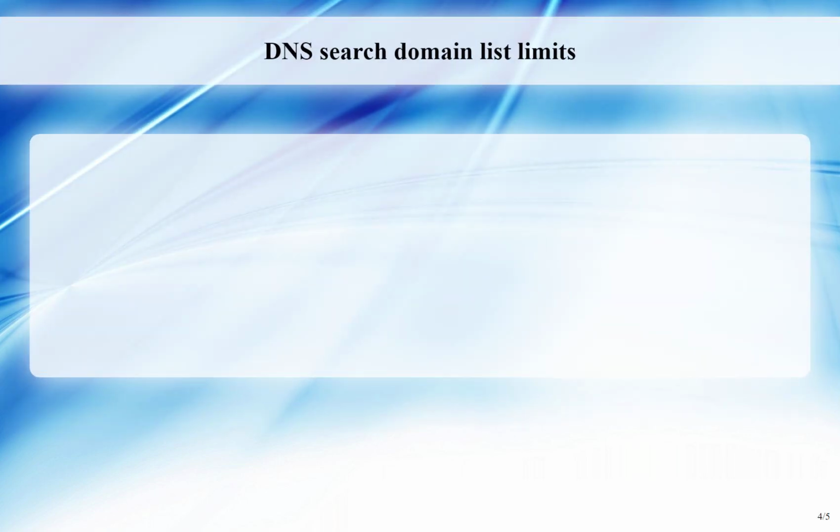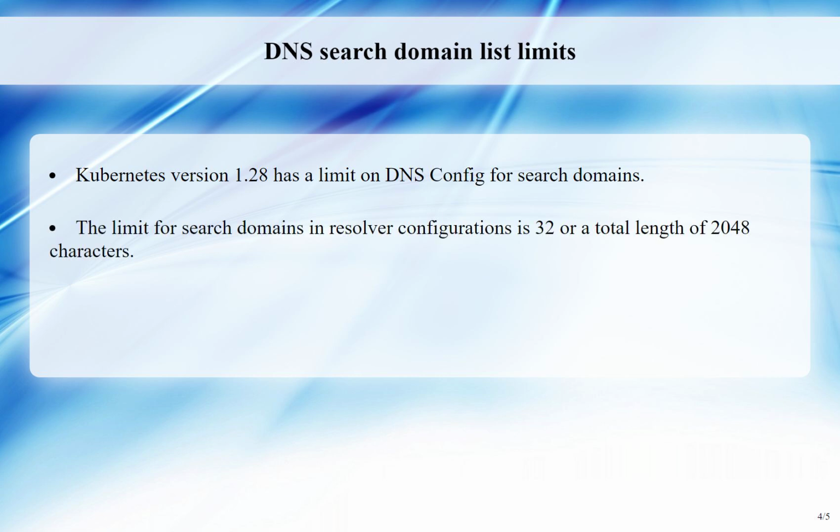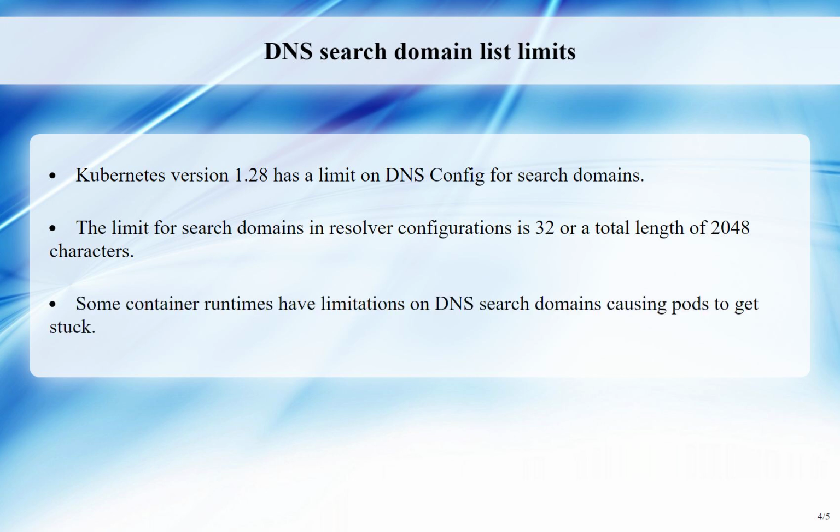DNS search domain list limits. Kubernetes version 1.28 has a limit on the DNS config for the search domain list. The limit is set at 32, or a total length of 2048 for all search domains in the node's resolver configuration file, pod's DNS config, and merged DNS config. Some container runtimes, like containerd v1.5.5 or earlier, and CRI-O v1.21 or earlier, may have restrictions on the number of DNS search domains, causing pods to get stuck in the pending state.